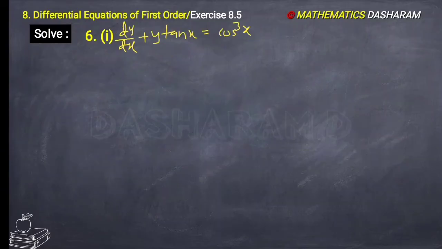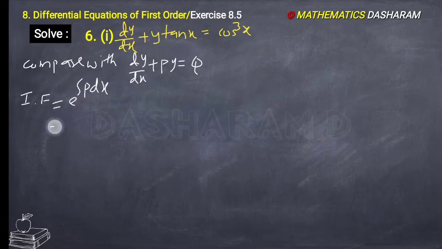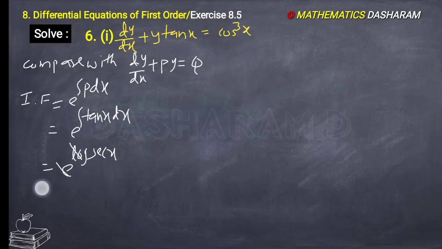Next, first problem: dy by dx plus y into tan x equals to cos cube x. So let's compare with the standard form. Compare with dy by dx plus p into y equals to q. Here p value is tan x and q value is cos cube x. Next integrating factor, that is e to the power of integration p dx. So it is e to the power of integration, the p value is tan x dx. So e to the power of log sec x. So e and log cancel, then sec x is the integrating factor.